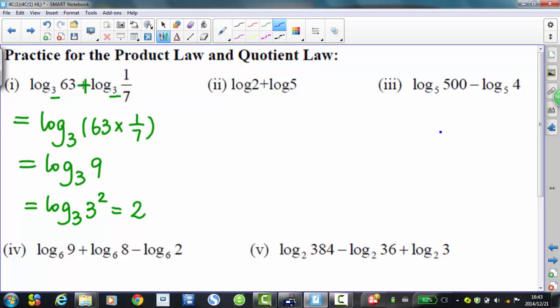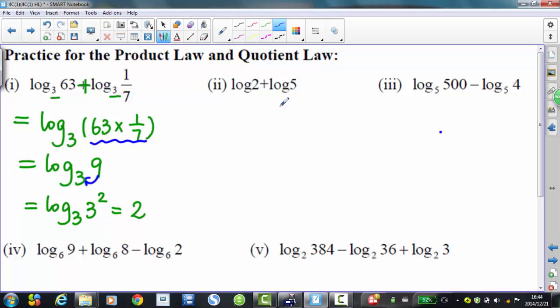So we found that with the product law, we can change two individual logs which had no relevance to their bases into the product of these two arguments, and thereby the new product has the connection with the base.